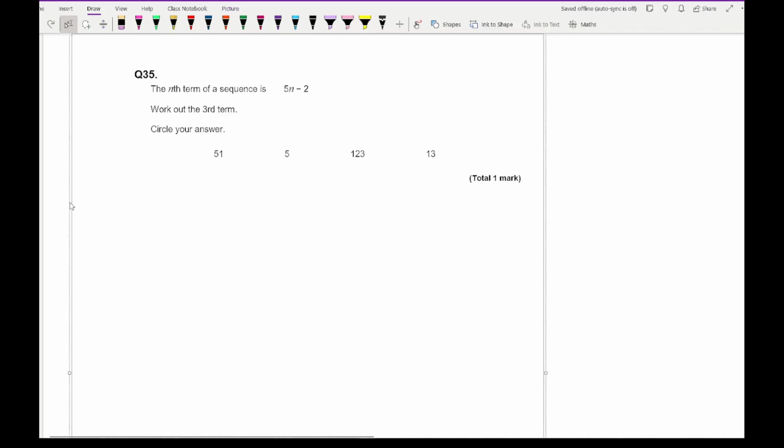Question 35 says the nth term of a sequence is 5n minus 2. Work out the third term. So I need to substitute n equals 3 into this formula. So I've got 5 times 3, which is 15, take away 2, which is 13.